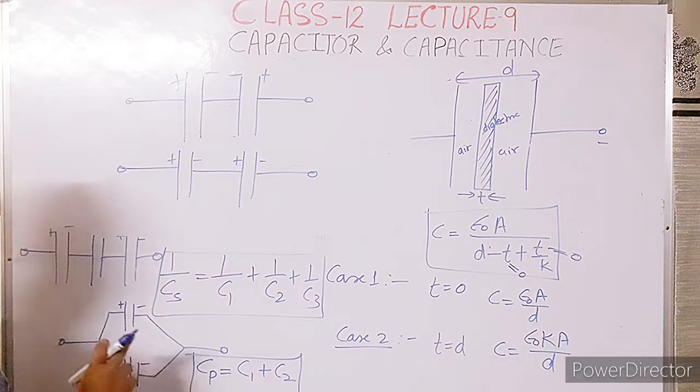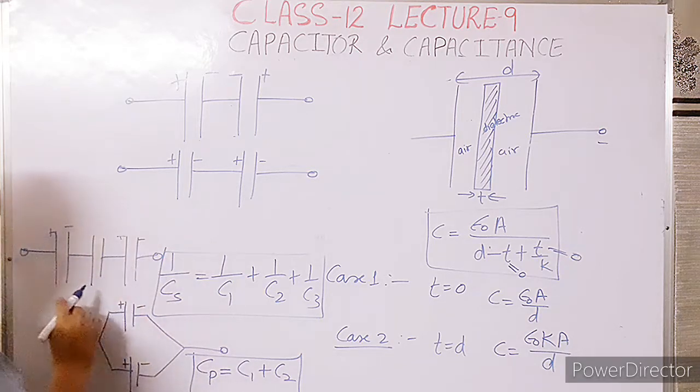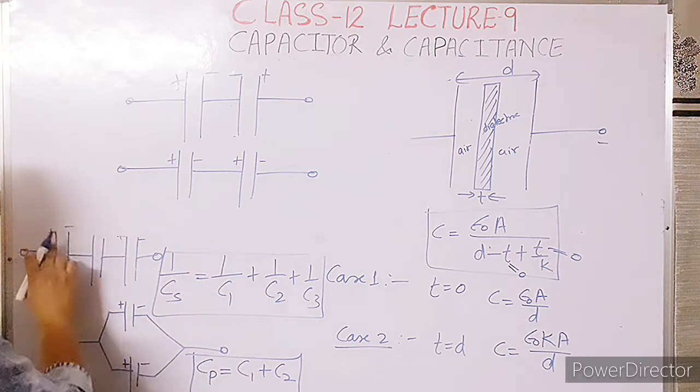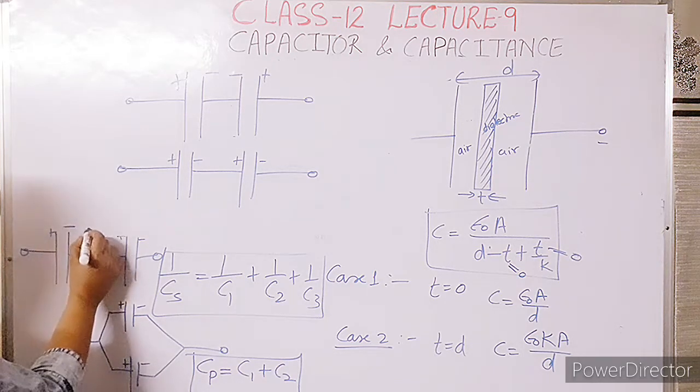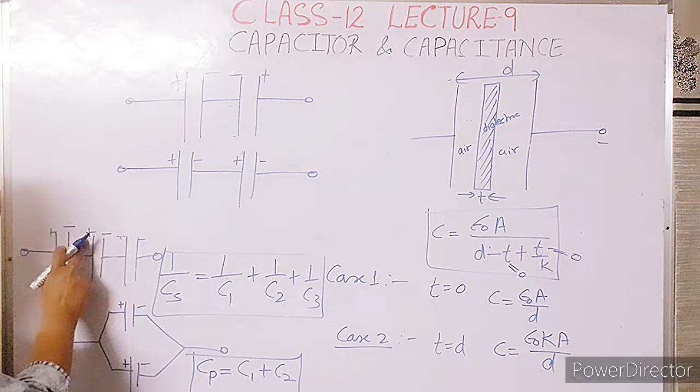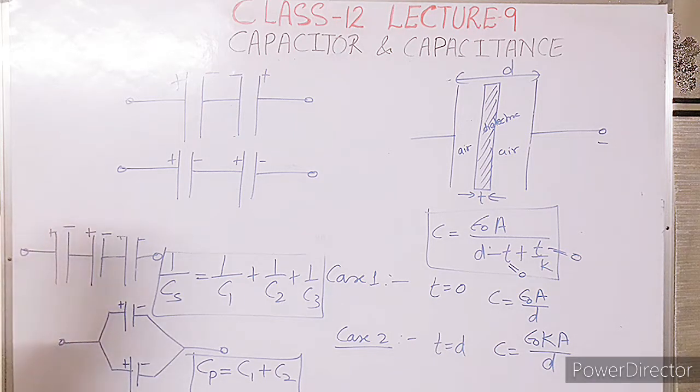But I want to make one thing clear: you can identify a series combination only by observing that the minus plate of one capacitor should be connected with the plus plate of the other capacitor. This is the required condition for identifying the series combination. In the parallel combination, the positive plates are connected with each other across one terminal. So that is the required thing.